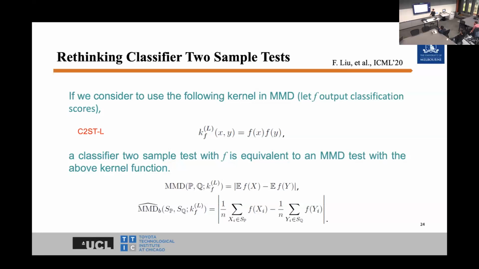So it means that the classifier two-sample tests, although they look very different from the kernel two-sample test, are actually special cases of the kernel two-sample test, the kernel MMD. We just choose different kernel functions, so MMD can cover the classifier two-sample test. So it motivates us to consider what is the best kernel in kernel two-sample testing.